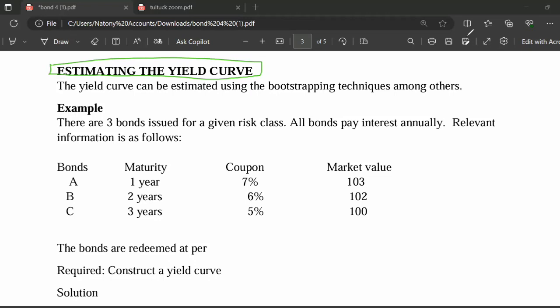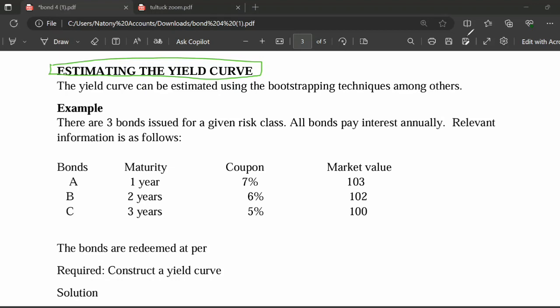In previous examples, you were given the government yield curve or the company's yield curve. But in your exam condition, the examiner may decide not to give you the yield curve. You may be given a question and asked to calculate or estimate the yield curve. How do you estimate the yield curve? Among other techniques, the bootstrapping technique is basically used in your exam to estimate the yield curve.